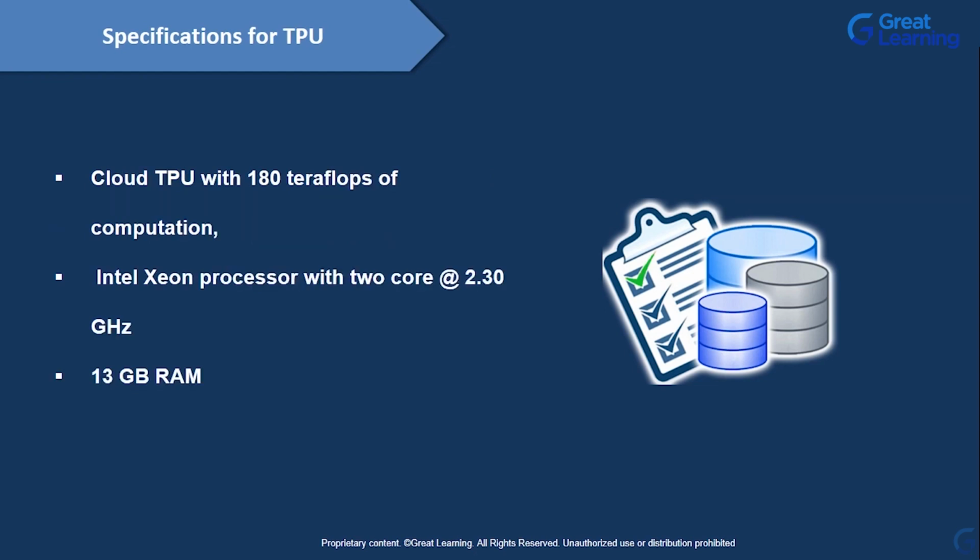Now we are going to look at the specification for TPU. Cloud TPU with 180 teraflops of computation, an Intel Xeon processor with 2-core 2.30 GHz, and 13 GB RAM. So these are the specifications provided by Google to use in your Google Colab, right? These are quite good specifications, I can say, that you are getting free of cost.